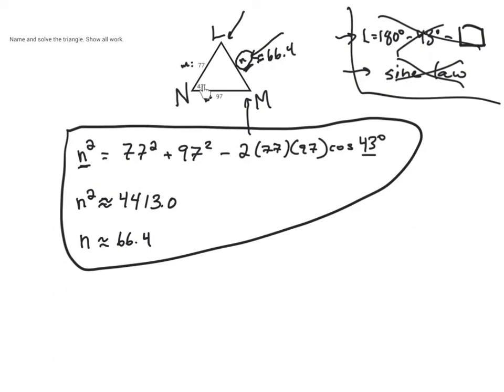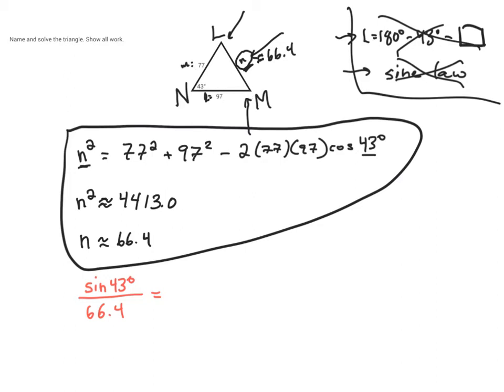So the answer is yes, I do know a pairing. So I know I'm going to use the sine law. Let's do it. I'm going to use that pairing on the left here. Sine of 43 degrees over 66.4 equals, now I need to find an angle and a side where I know one but not the other. So I know 77 and I don't know its opposite, big M.